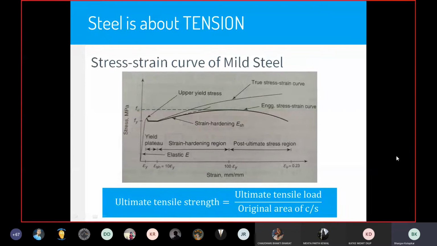To understand that, we look closely at what is called the stress strain curve of mild steel. On the y-axis we plot stress, and on the x-axis we plot strain. I hope you understand what stress and strain are.